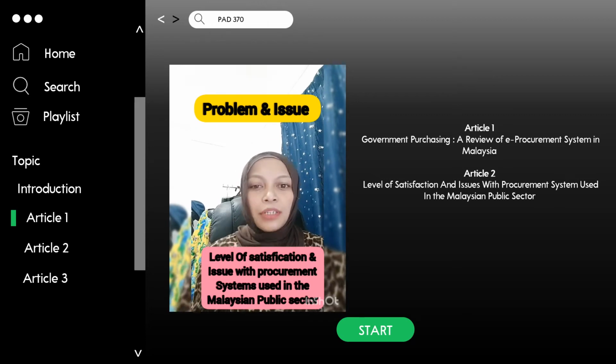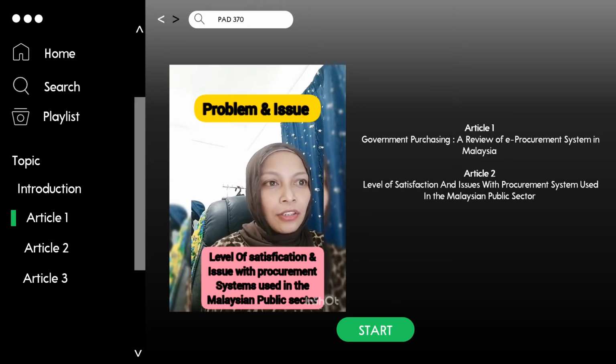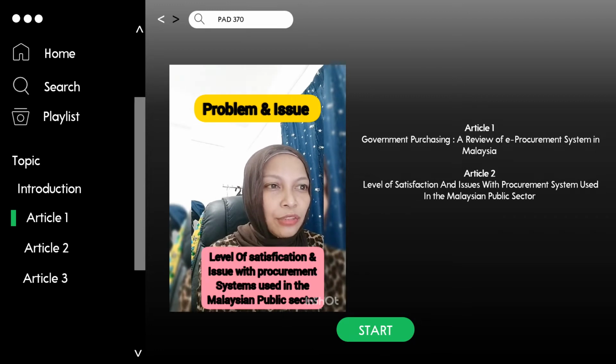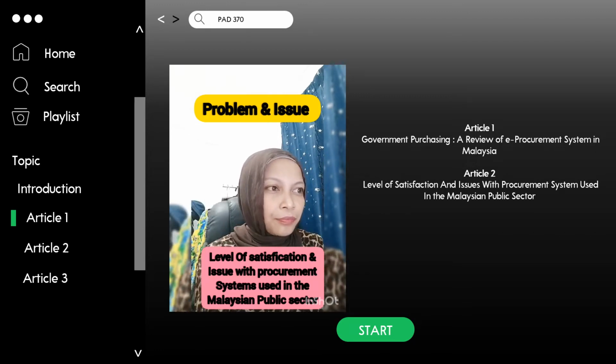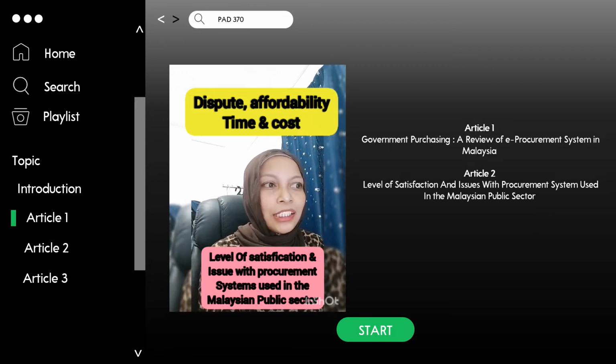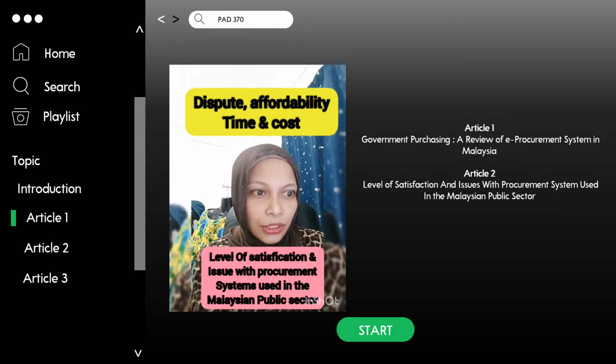Okay, about the problems and issues. Based on the five levels of procurement system, this study finds that there are related problems and issues from the perspective of the public sector. The main problems of both traditional and alternative procurement systems are dispute, affordability, time, and cost.